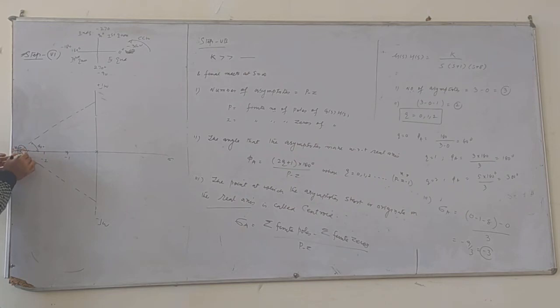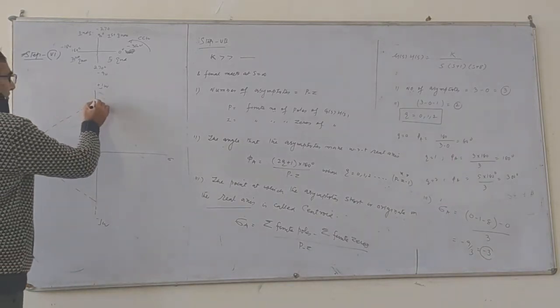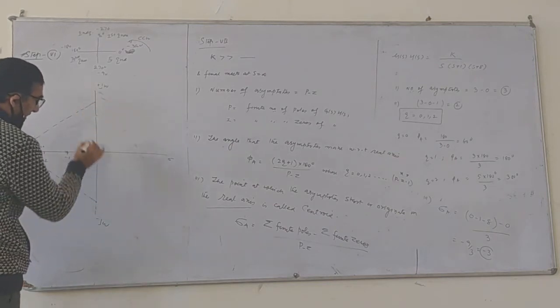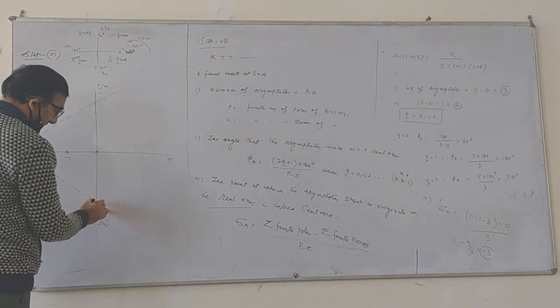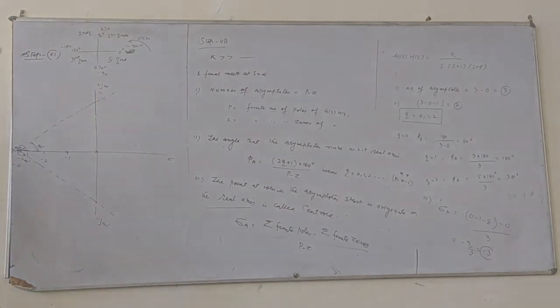This is 60 degrees, and this is 300. From here up to the positive quadrant we are taking. Later on we will say where this will intersect. This can go beyond, with the y-intercept.